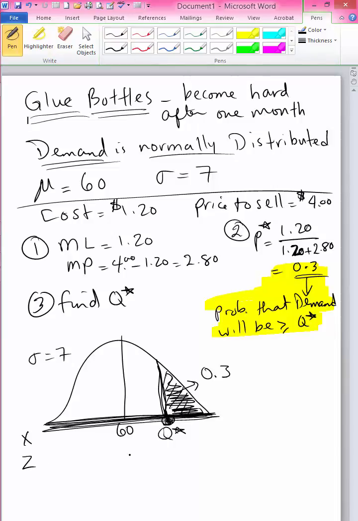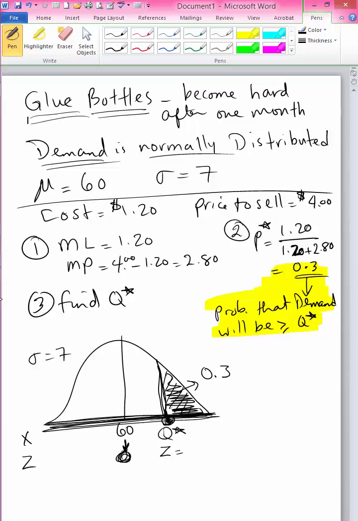So I want to know what that Q star is. But in order to do that, I need to convert this to the z-axis. I know that the mean is always 0 on the z-axis, or the standard normal axis, and this z value I need to look up from the normal table.